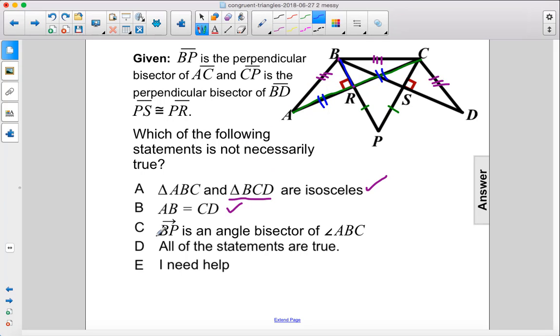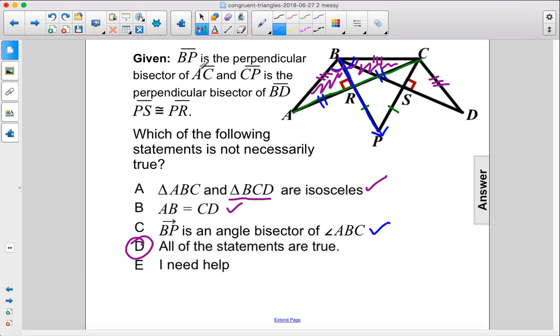All right, finally, we have BP is an angle bisector of triangle ABC. So BP here is the angle bisector. Picture that like a ray going right down, cutting this vertex angle of this triangle into equal pieces. This is true. So picture this whole big triangle here, ABC, and then we have this perpendicular bisector that hits this vertex. This triangle here, this half in purple, is congruent to this other half here. Therefore, these angles are the congruent corresponding angles, so this is also true.